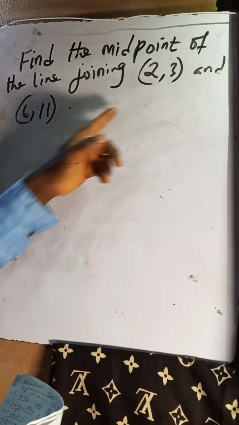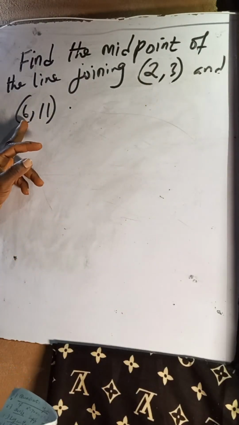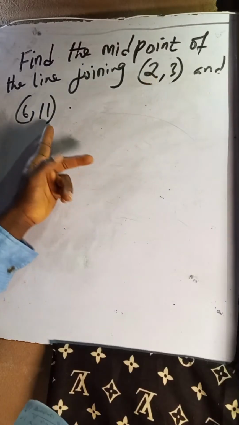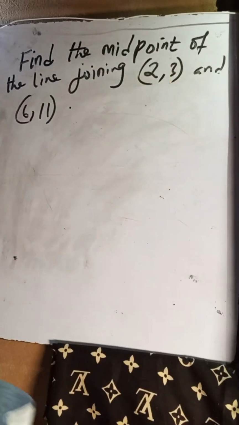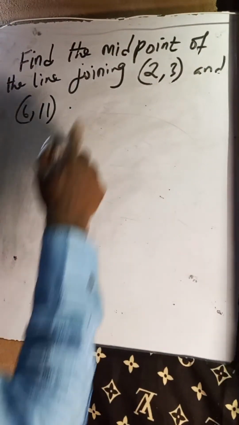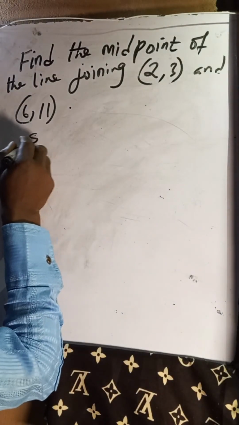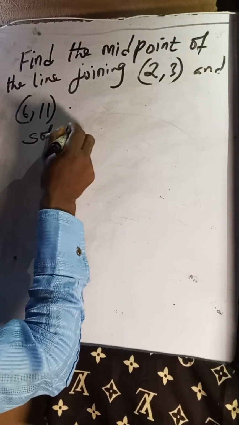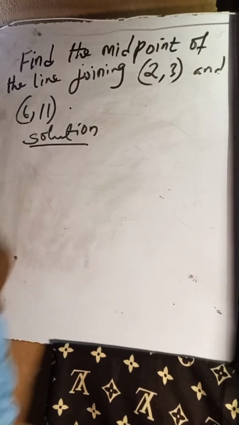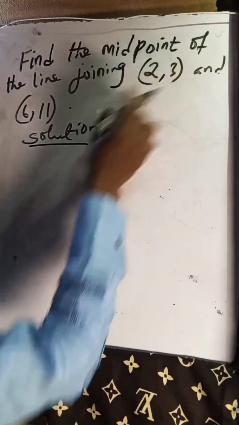How do I know the middle? Remember, the first one here is x. This one is x. This is y, y. So the midpoint is very simple. Just add up the same numbers here and divide by 2. Do the same there too. So my midpoint is simply going to be taken as this.